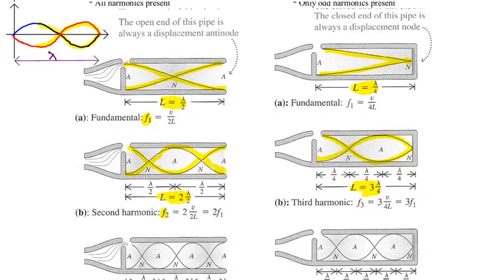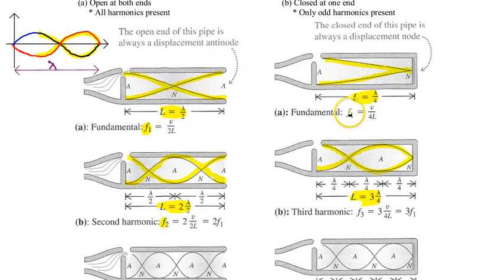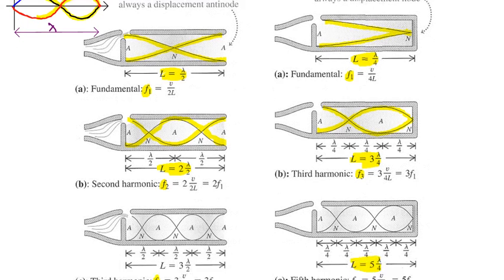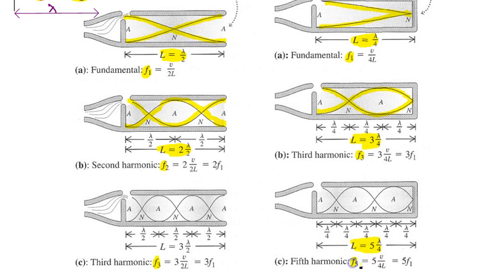But with one end open, something interesting happens. You only have the first harmonic, and then you skip the second one, and you get the third, and then you skip the fourth one, and you go to the fifth. So you really only have the odd harmonics available. Again, really it's just a pattern.